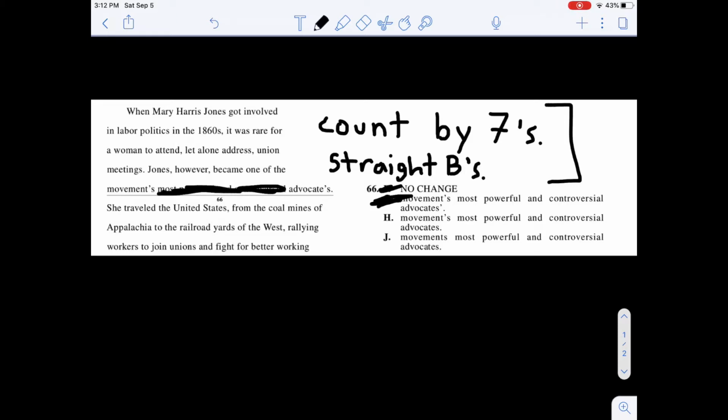The movement is possessing the advocates, so we do need the apostrophe. In this case, it'll be H. And if we use our trick of replacing it with one of those pronouns, if we say Jones became one of its advocates, one of the movement's advocates, that does make sense. So for both of those reasons, the answer is H.